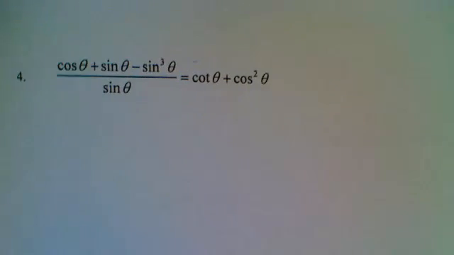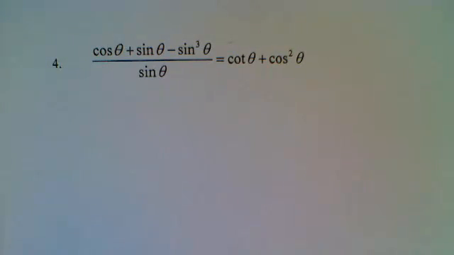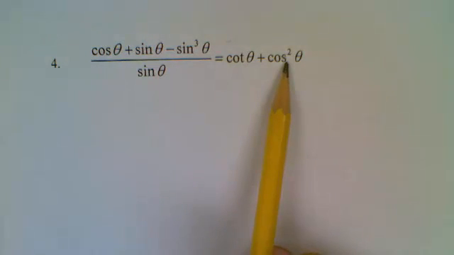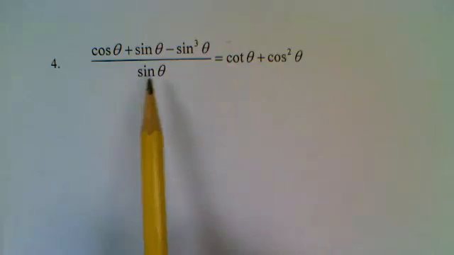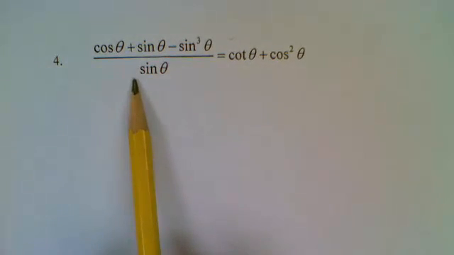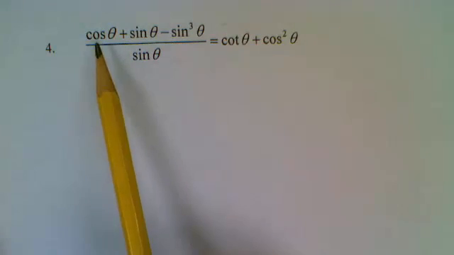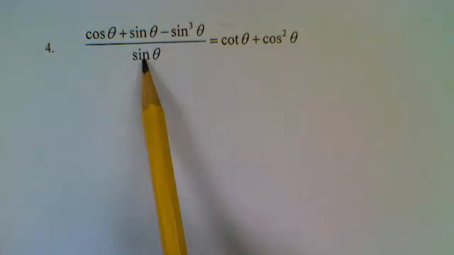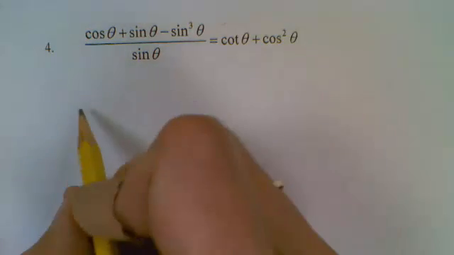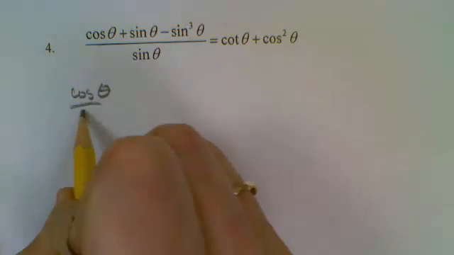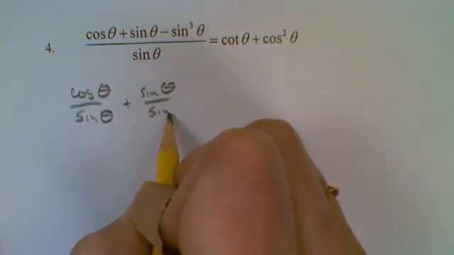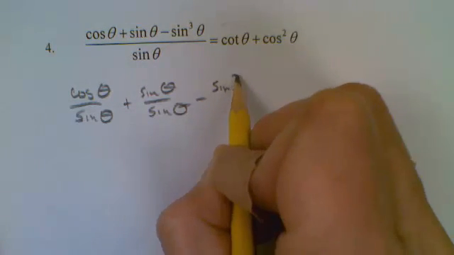All right, let's see if we can maybe do another one on the back. If you look at number 4, it's a little tricky because I see that I have 3 terms here, but I want to get to 2. And we talked about doing conjugates, but my denominator already just has 1 term in it. So I think what I would think to do is everything's really in terms of sine and cosine. So what I'd probably do is just break this up into 3 separate fractions. I would write it as cosine over sine plus sine over sine minus sine cubed over sine.